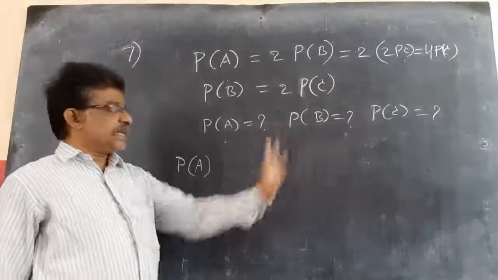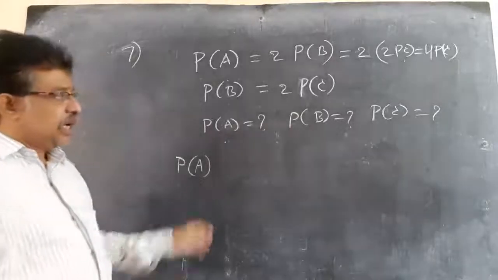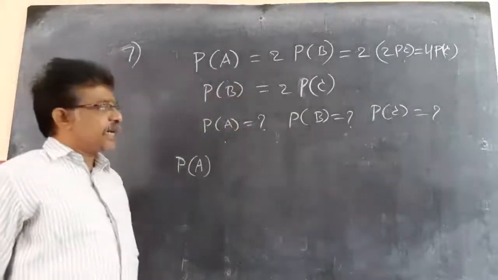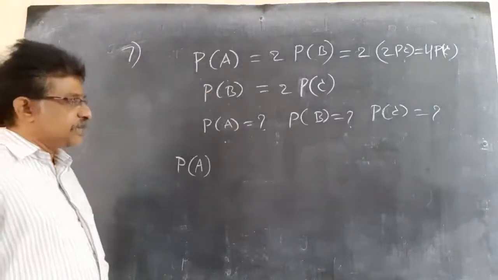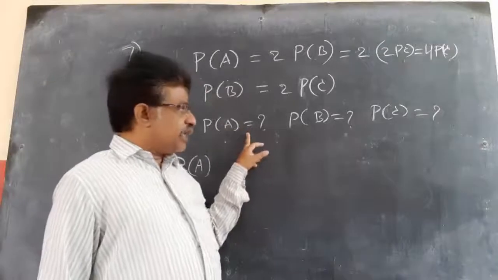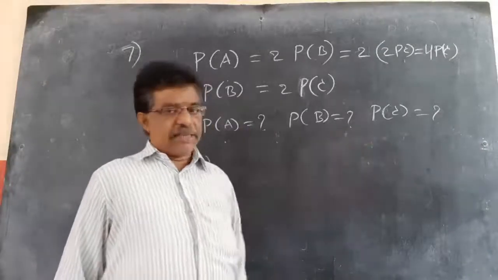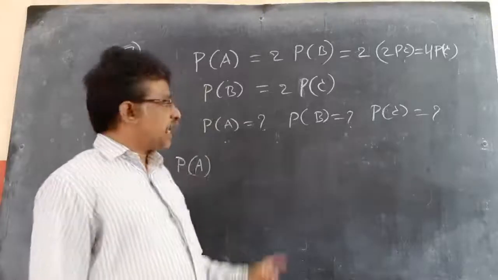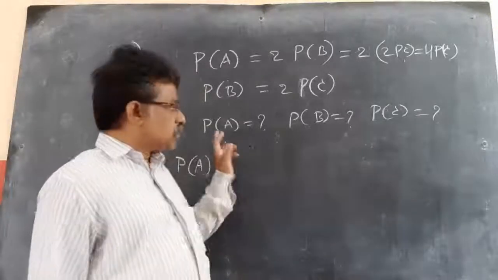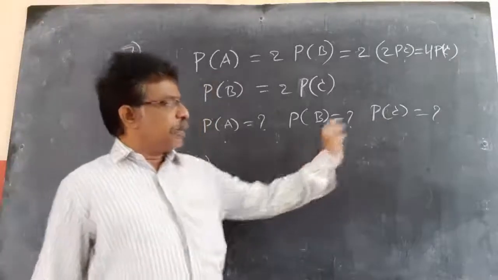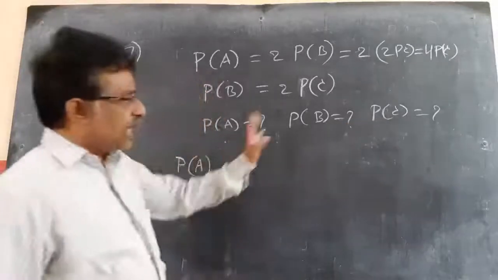These A, B, C are 3 mutually exclusive and independent events. And independent events means A can win the race, B can win the race, C can win the race. But A and B both cannot win the race because only one winner will be there. So intersection is 0. P of A intersection B is 0, B intersection C is 0, A intersection C is 0.